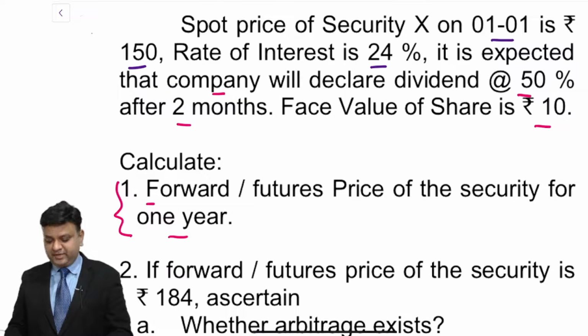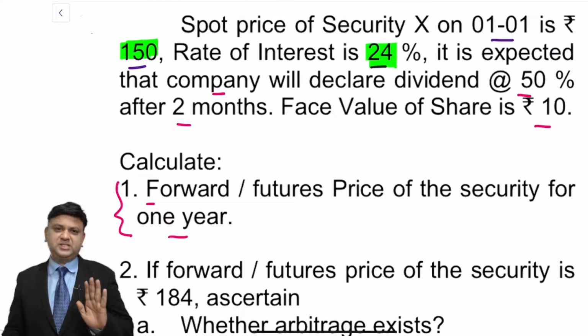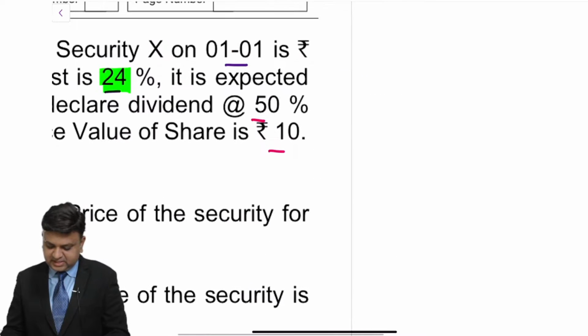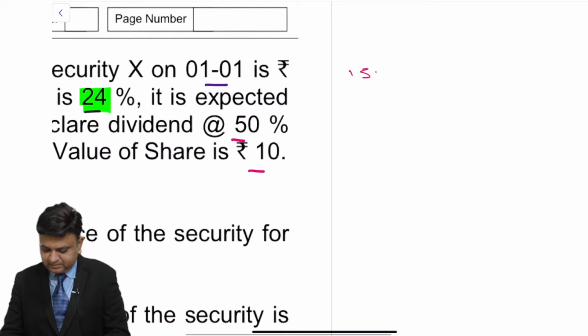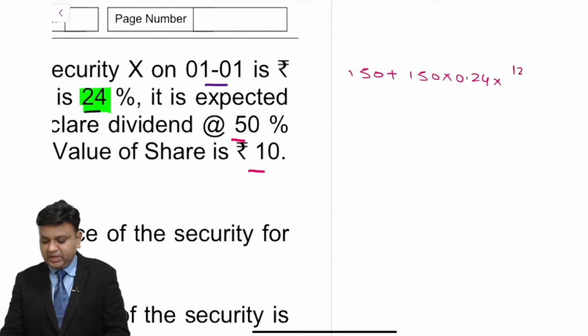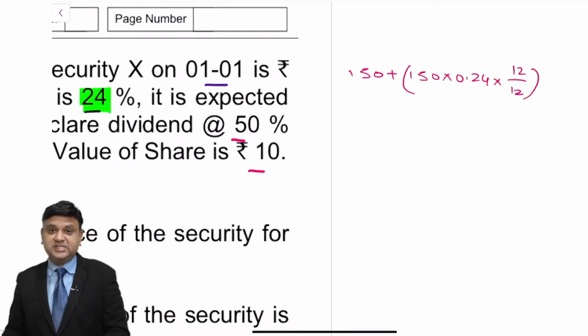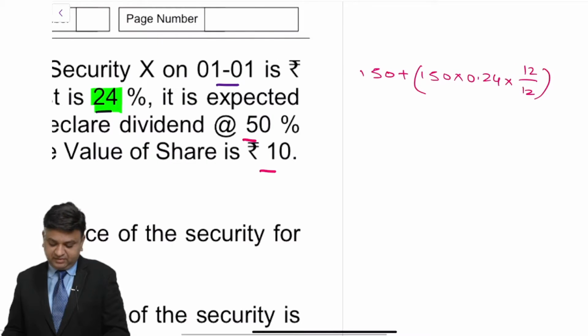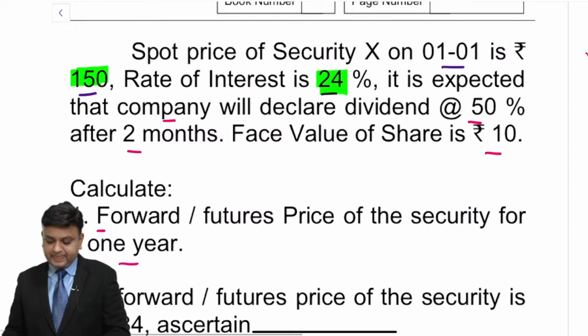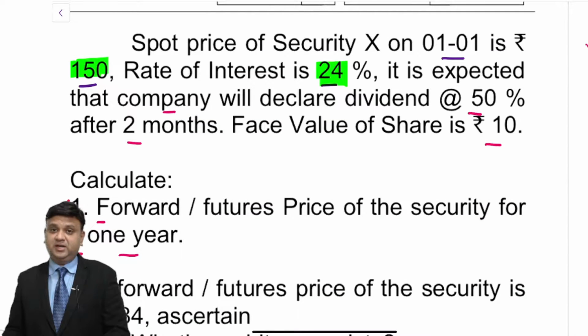So of course for forward/futures price we have understood spot price plus interest. Logically, if I buy the security, I pay 150 plus I forgo the interest on this 150 rupees at 24% for 1 year. So my opportunity cost is added to spot price to compute the forward price. However, this time information is given that I will be able to receive the dividend.